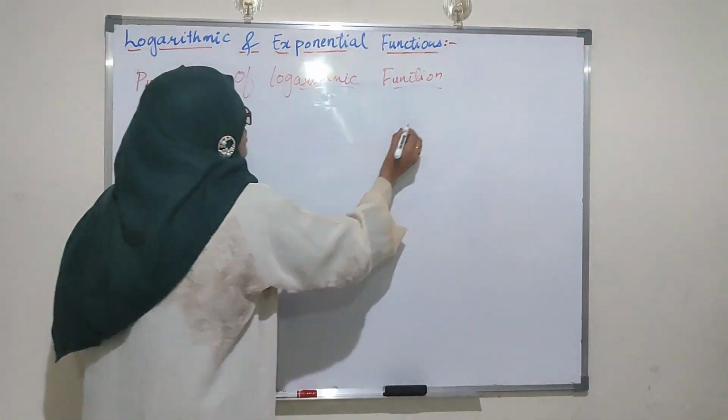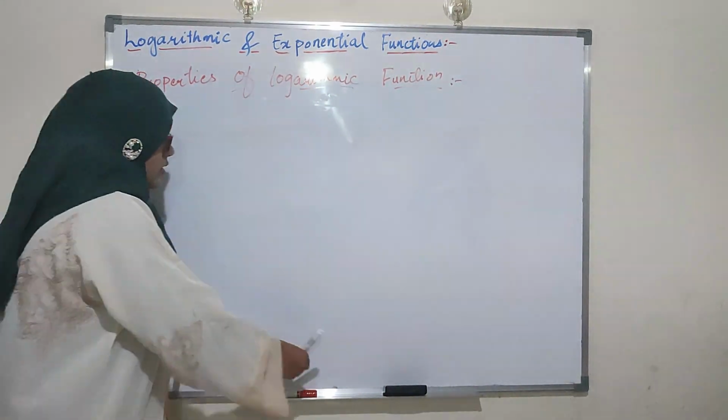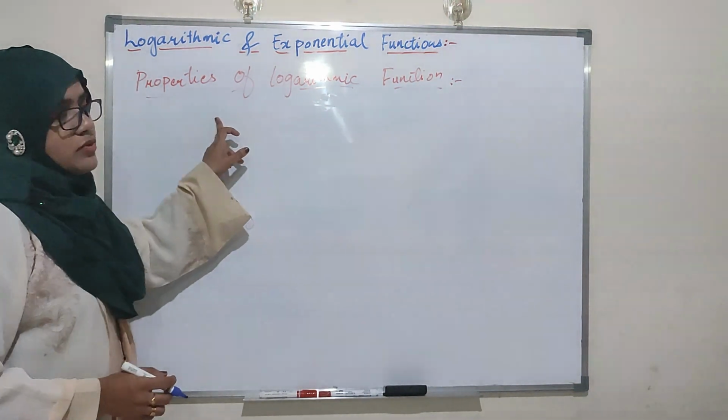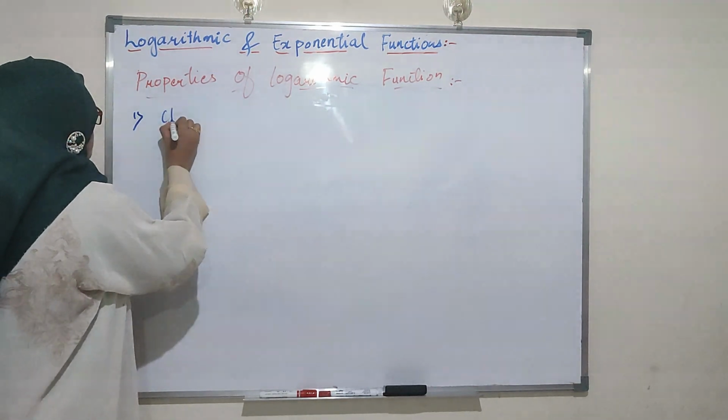These properties are important and we can use them while solving examples. So the first property is changing the base. The first rule is the change of base rule.